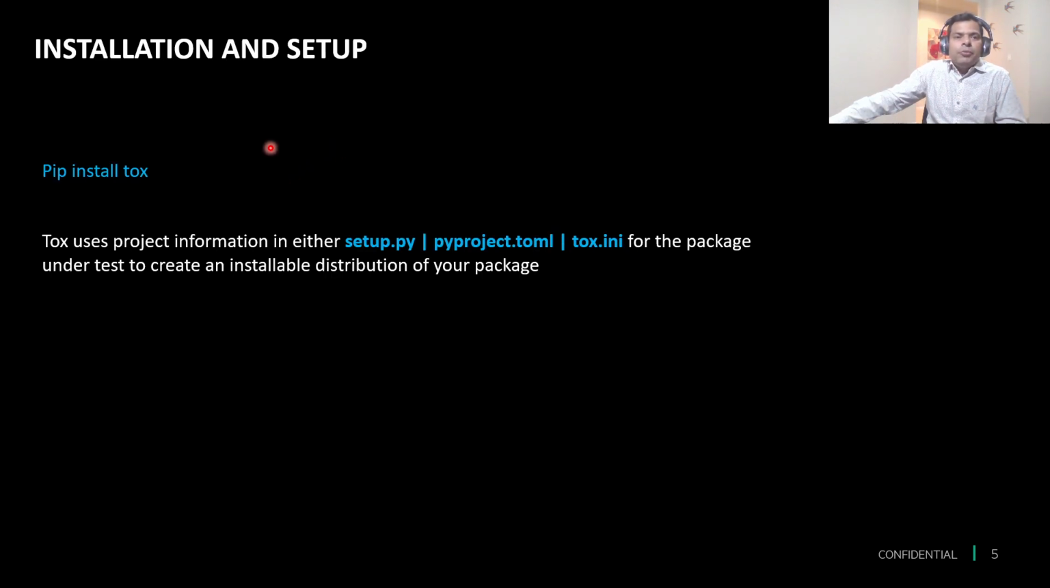Even if we already have Python installed, tox will not be installed by the standard installation. We have to install tox by just saying pip install tox, and then we'll have tox installed. Once we have tox installed, we can use either setup.py, pyproject.toml, or tox.ini to provide the tox configuration. For simplification, we will be using tox.ini in the demo, and we'll see how we can use tox and define a tox requirement.